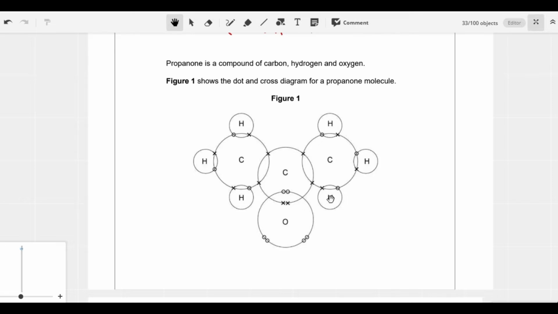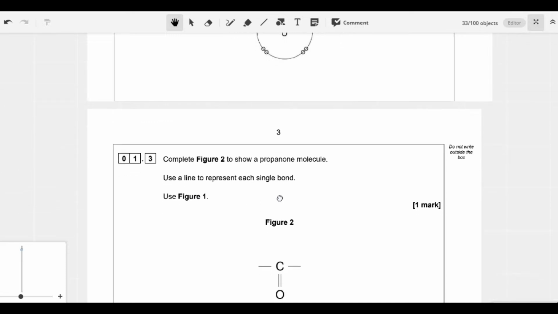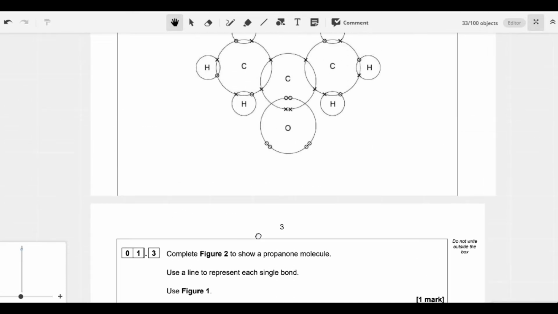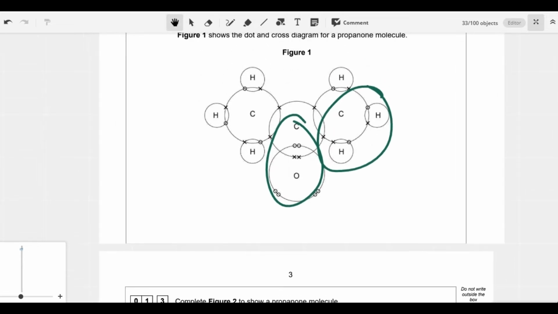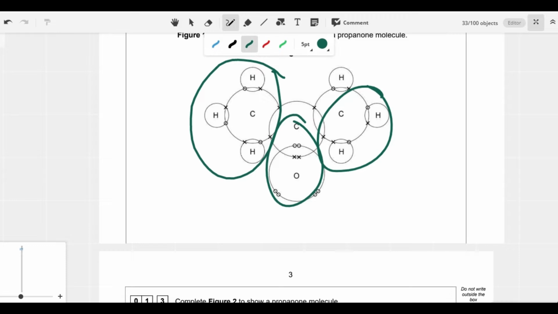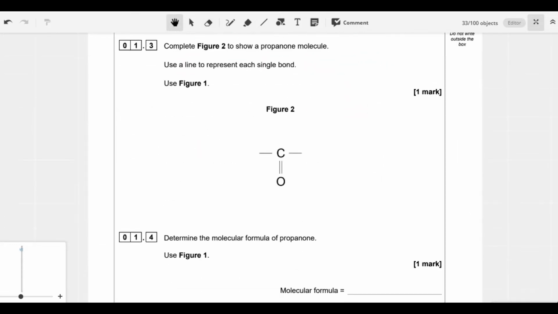All right, now the next question: propanone is a compound of carbon, hydrogen and oxygen. Here is the dot and cross diagram of a propanone molecule, and the question is to complete Fig 2 to show a propanone molecule, using a line to represent each single bond. Here you can see CH3 is present on both sides, so you need to add CH3 on both sides, just like this.